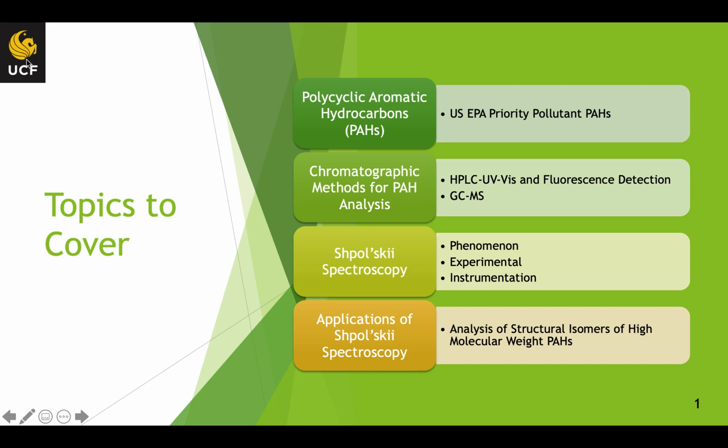First, I'm going to go over polycyclic aromatic hydrocarbons and what they are and some of their sources, as well as introduce the 16 EPA priority pollutant PAH compounds. This will lead into chromatographic methods for the analysis of these PAH compounds, and these include HPLC coupled to UV-vis and fluorescence detection, as well as a GC mass spectrometry method.